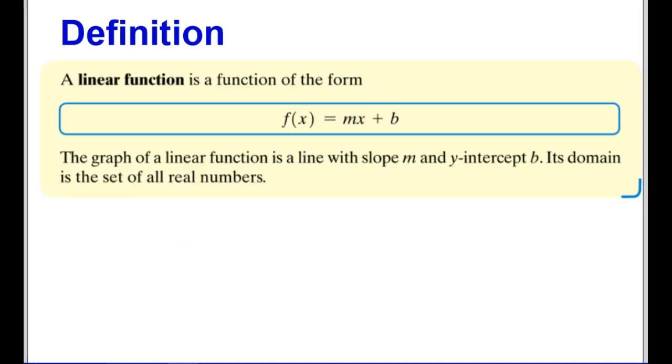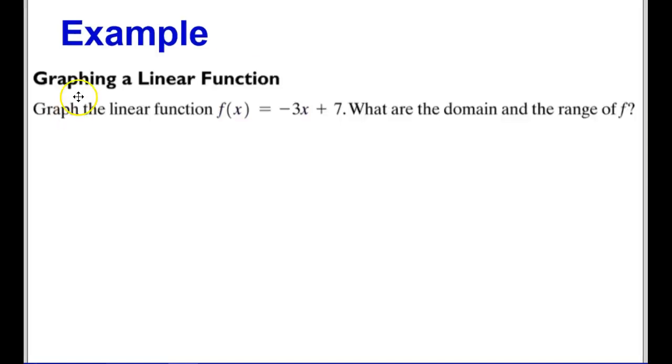Okay, so we've seen this before. A linear function is f of x equals mx plus b, where m is my slope, which is the steepness of my line, and b is the y-intercept, where it crosses the y-axis. So when we're graphing a linear function, we generally want to start with my y-intercept first and graph that point, and then we can look at the slope.